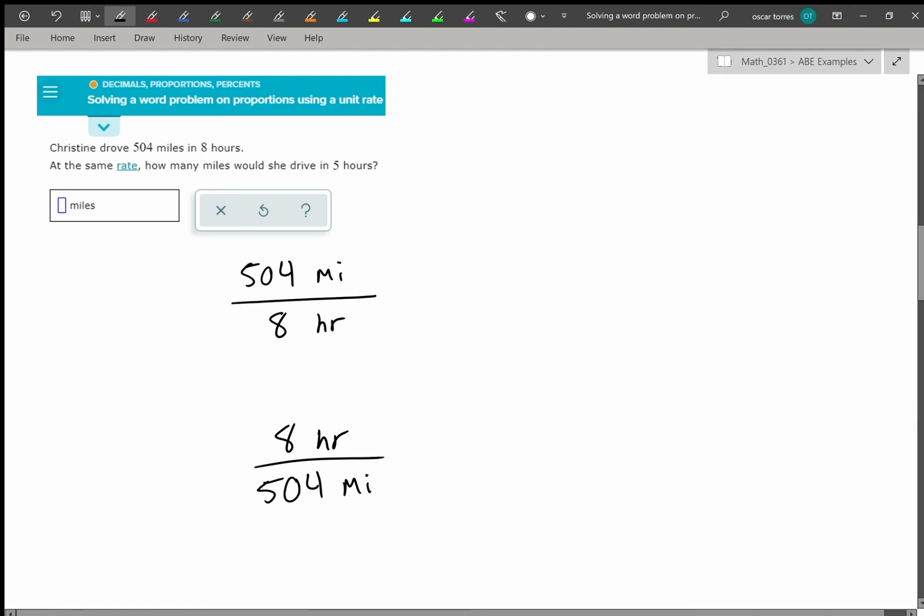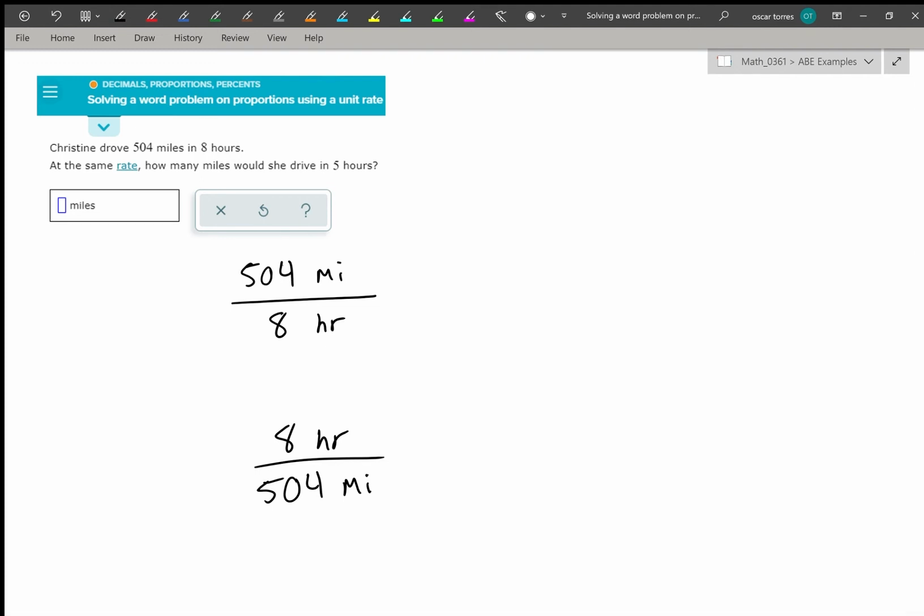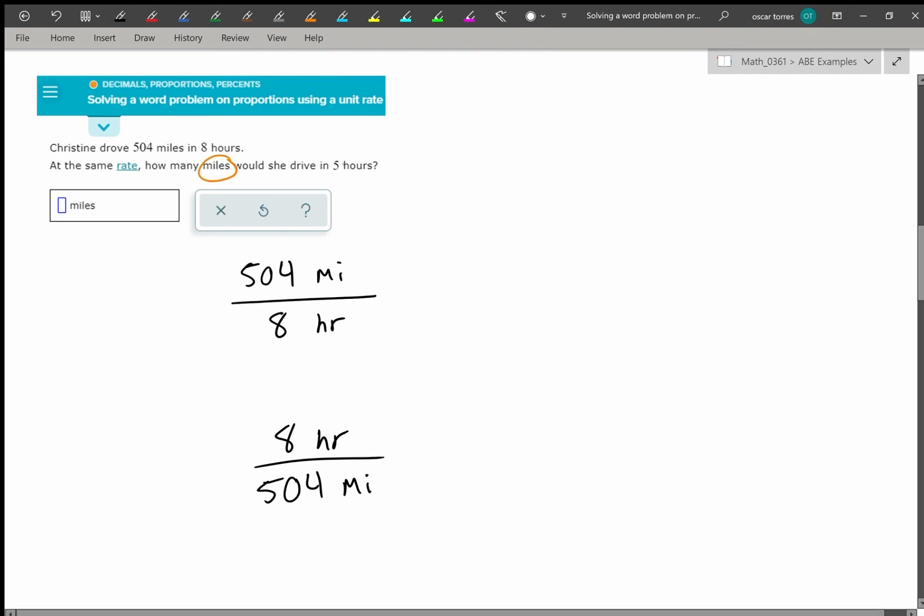To determine which one we want to use, we look back at the problem, and the problem asks us how many miles would she drive in 5 hours. So they give us 5 hours, which means that we want to cancel one of these out with 5 hours. If I multiply the top one by 5 hours, then we have an hours on the denominator and in the numerator, so they would cancel out and leave me with an answer in miles, because miles is the only unit left. And that's what we want. We want how many miles would she drive in 5 hours.